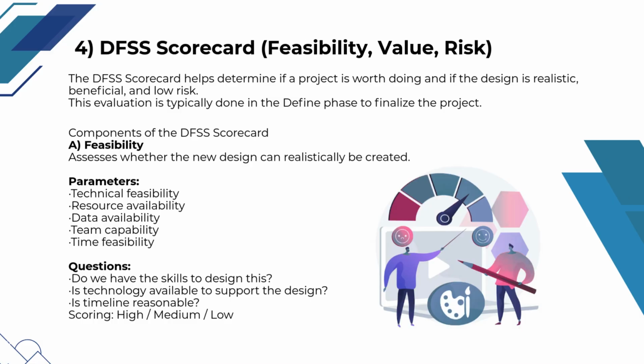The DFSS scorecard is used in the define phase to evaluate whether a project is worth pursuing by assessing if the design is realistic, beneficial, and low risk, with feasibility being a key component that considers technical feasibility, resource and data availability, team capability, and timeline reasonableness, helping answer questions like whether the team has the necessary skills, if the required technology is available, and whether the timeline is achievable, typically scored as high, medium, or low.